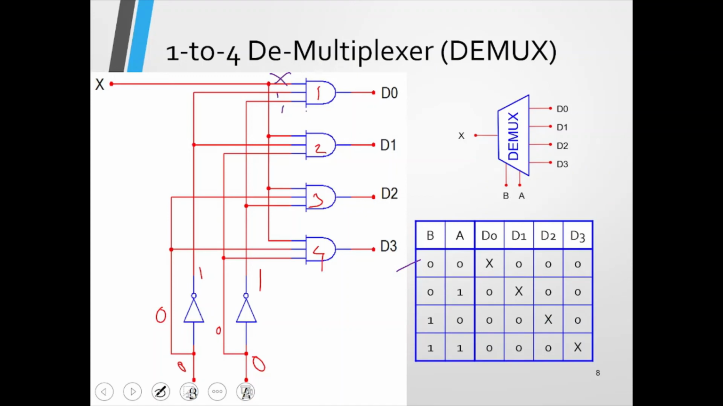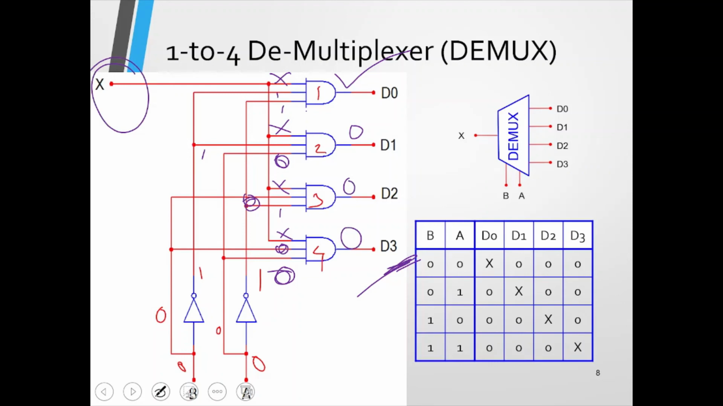And what about the second one? It will receive the input X, which is already connected to X. This is 1, but this is 0, right? Then this is X, this is 0 and this is 1, this is X, this is 0 and this is 0. In this case also we can see that only one AND gate is enabled, that is AND gate number 1, for the select input 0 0, right? Because the second, third and fourth AND gates have one of the inputs 0, and if one of the inputs is 0, that AND gate is said to be disabled because its output is going to be 0 irrespective of this data input X, right?